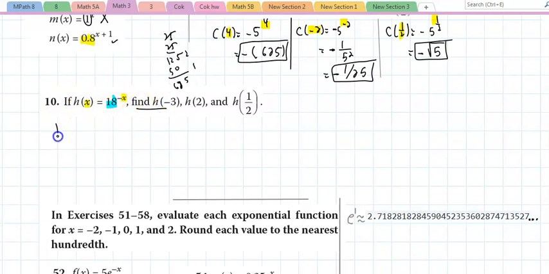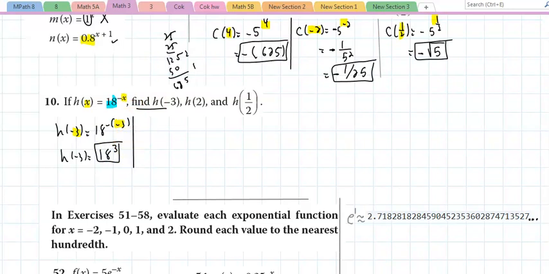So when I say find h of negative 3, that would be 18 minus, and the only place where things are going to change, you're going to put in minus 3 there. H of negative 3 is going to equal 18 to the third power. Again, if it's such a large number, you could just leave it like that.